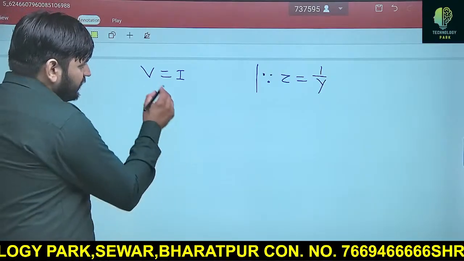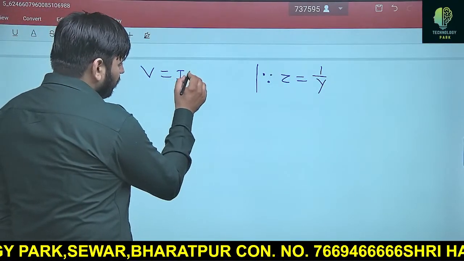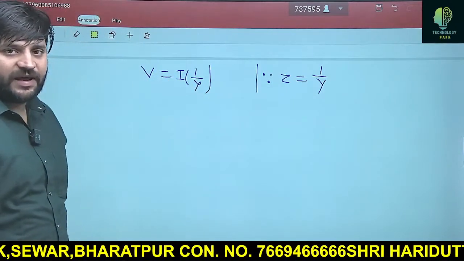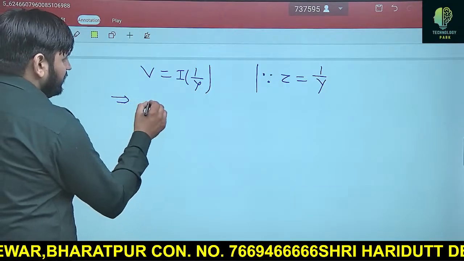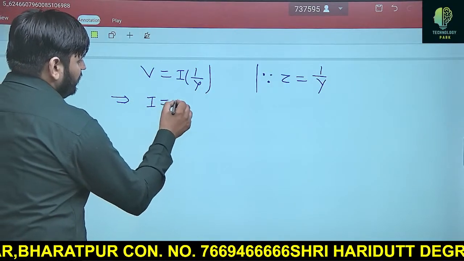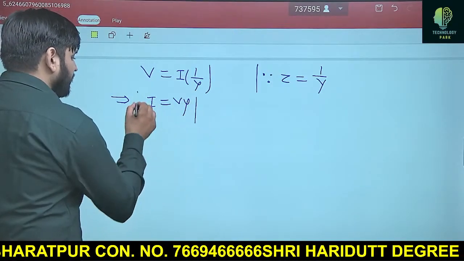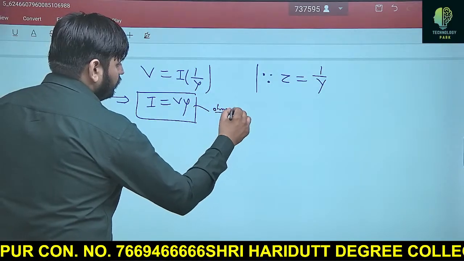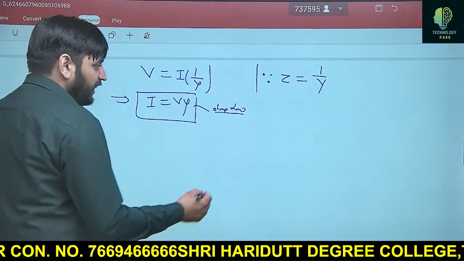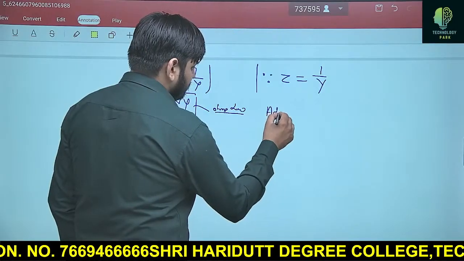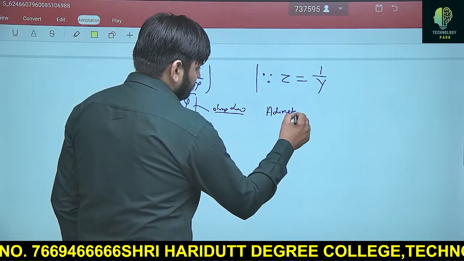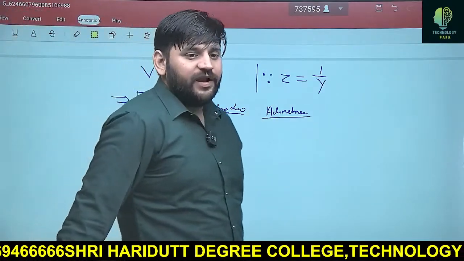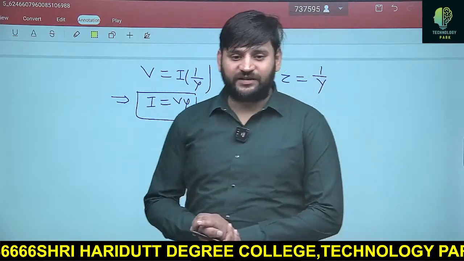Is that clear? So we can write Ohm's law in form of impedance V equal I multiply 1 upon Y. That means I equal V Y. Is that clear? This is Ohm's law in terms of admittance. Is that clear? Now we study node analysis method.